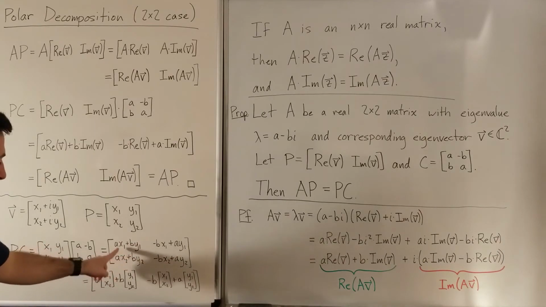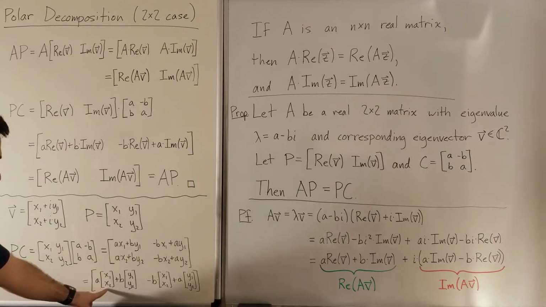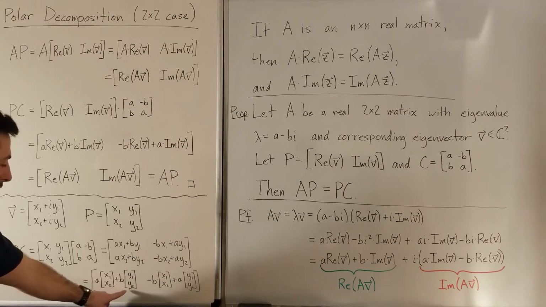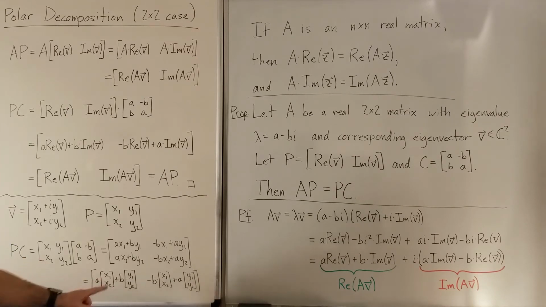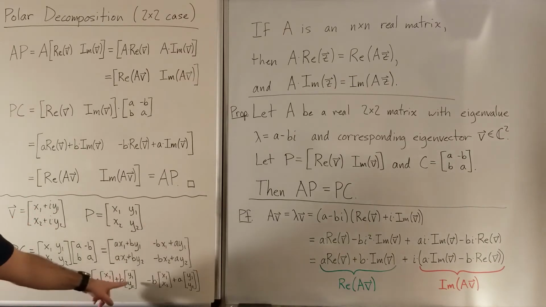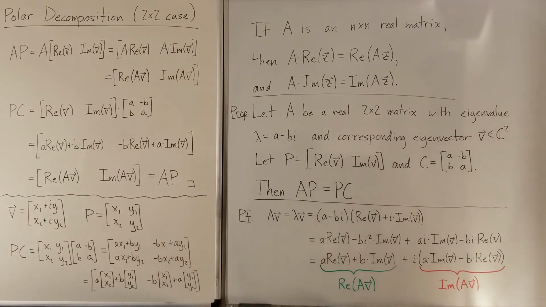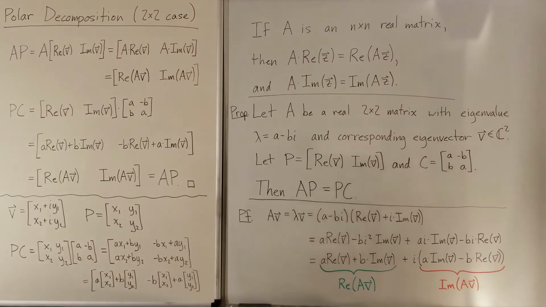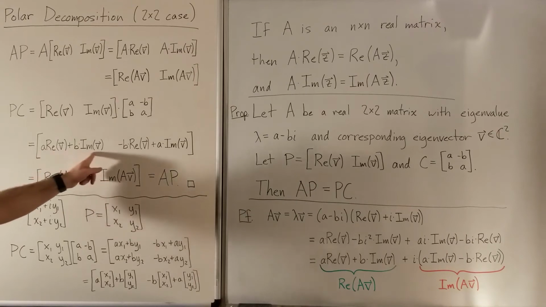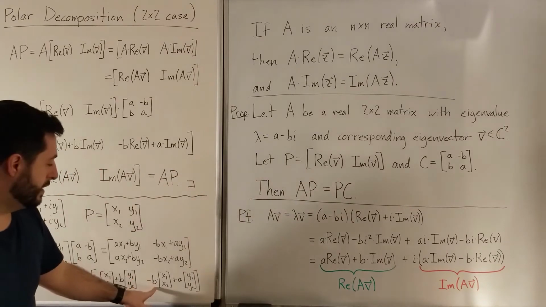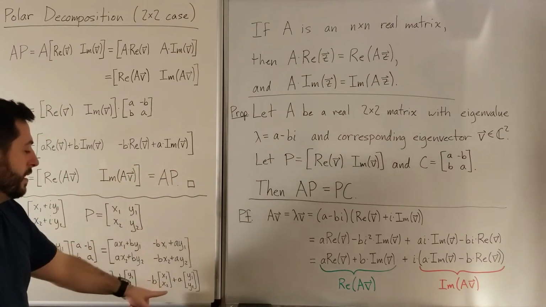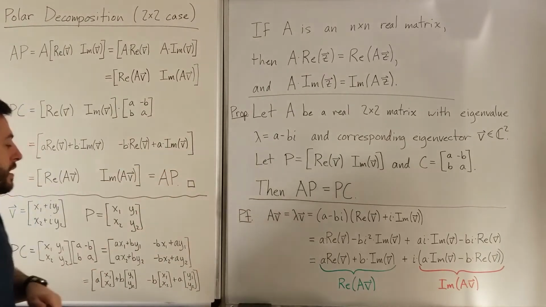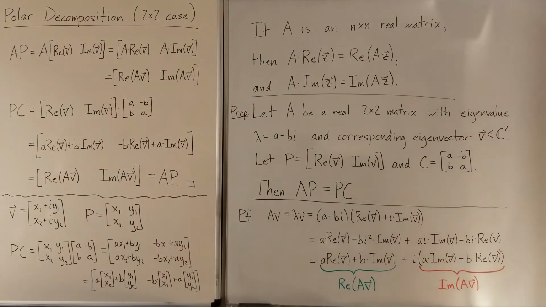Okay, and then we can take this and write it as a times this x vector plus b times this y vector. Well, the x vector is just the real part of v, right? It's the real part of this, and the y vector is the imaginary part of this. So this is a times the real part of v plus b times the imaginary part of v, which is exactly what we got right here. And similarly, this is negative b times the real part of v plus a times the imaginary part of v. So those are the details if that looked confusing.